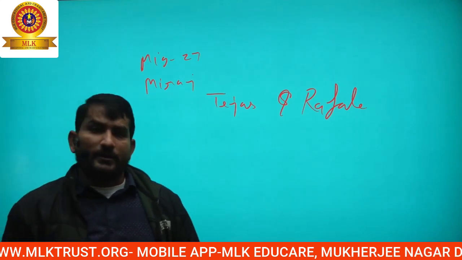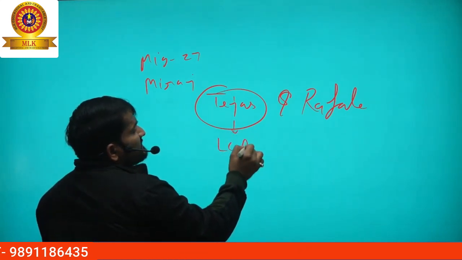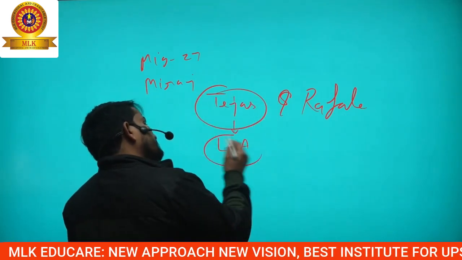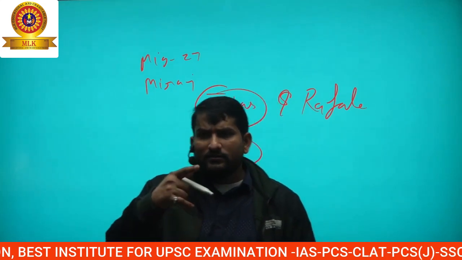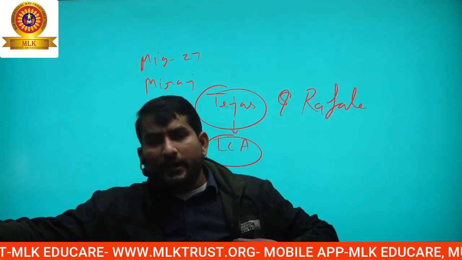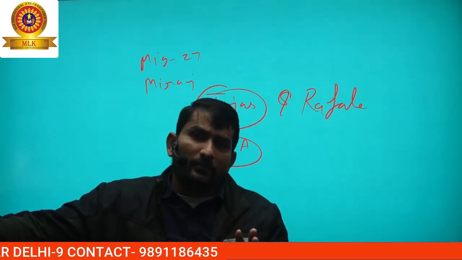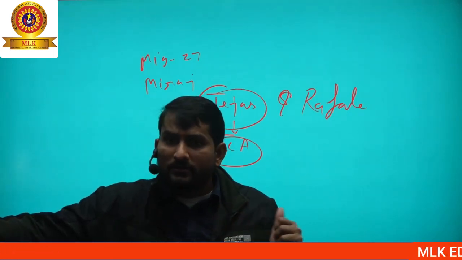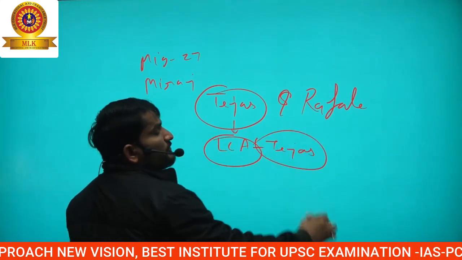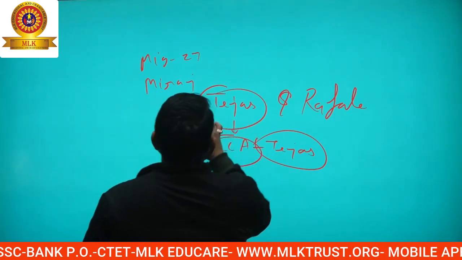Tejas and Rafale. Tejas is considered the LCA, the light combat aircraft, and this LCA is indigenously developed. And there was an item in yesterday's news, in The Hindu newspaper, that the LCA is being developed by the DRDO, and by the end of 2022 the DRDO will provide 5 units of the LCA Tejas to the Indian Army. So this is the Tejas.